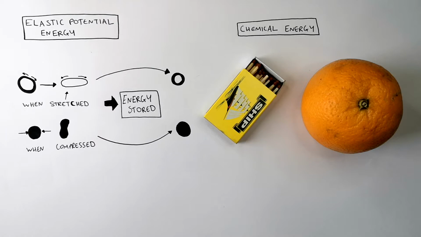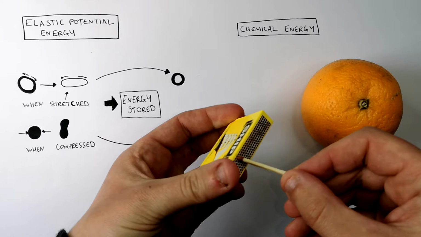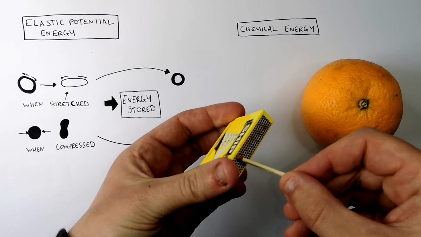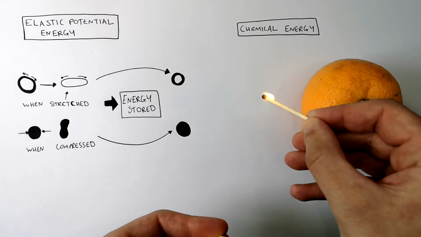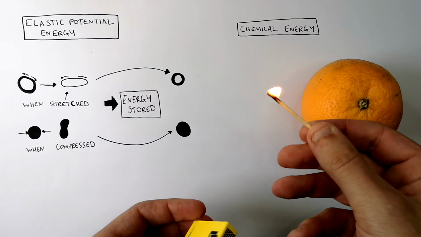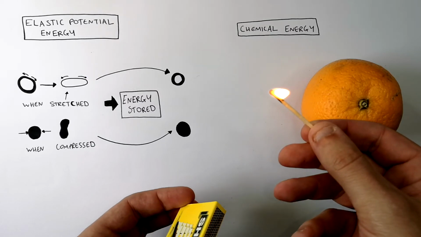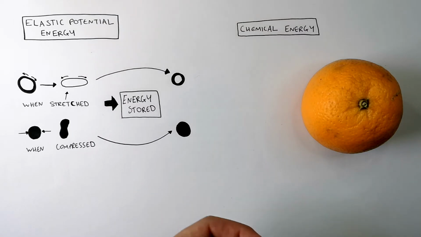So we're now going to look at chemical energy stores. These matches and this orange both have a chemical energy store. This is because energy can be released through chemical reactions of the chemicals that are stored in these objects. So when a match is ignited, there is a transfer of energy from the chemical energy store that is in the wood of the match, and that is then transferred to the thermal energy store of the surroundings.